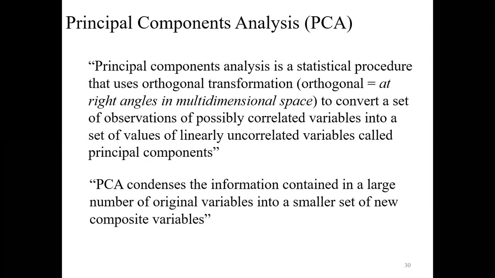So principal components analysis is a statistical procedure that uses orthogonal transformation. What does orthogonal transformation mean? It means we're going to do rotation of data around a set of axes in such a way that the axes remain at right angles to each other, okay? And that's what we refer to as principal components analysis, okay? And so PCA is going to condense the information contained in a large number of original variables into a smaller set of new composite variables, variables that are equal to the original variables times some weight.